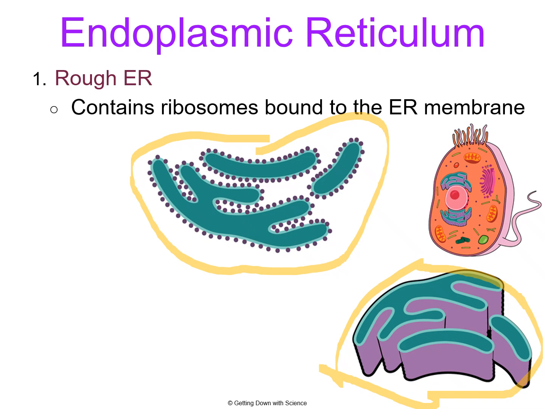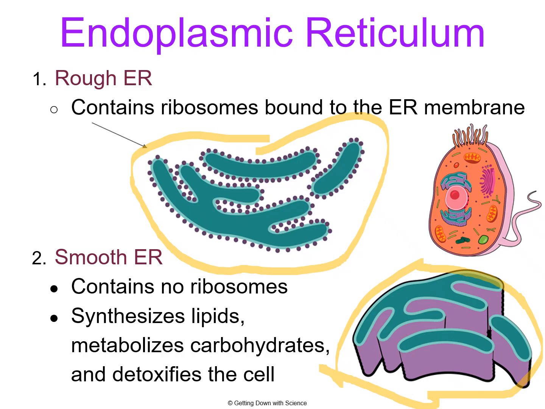If the endoplasmic reticulum is smooth, it means that it does not have ribosomes attached. The smooth ones contain no ribosomes. What do the smooth ones do? They synthesize lipids. So please remember that. They also metabolize, and remember, metabolism is any chemical reaction that occurs in the cells. So they're involved in chemical reactions that incorporate carbohydrates, and they're also responsible for detoxifying. So detoxifying means to get rid of toxins from the cell.